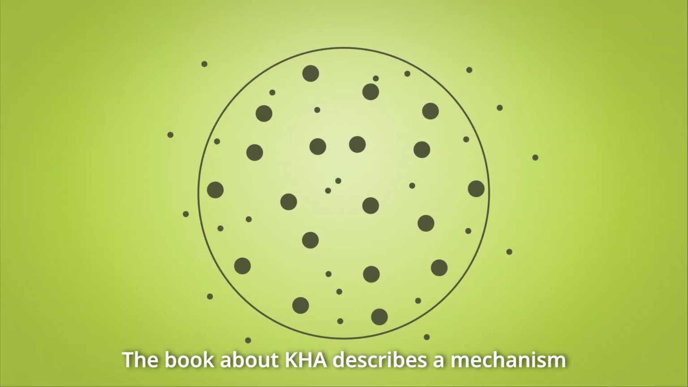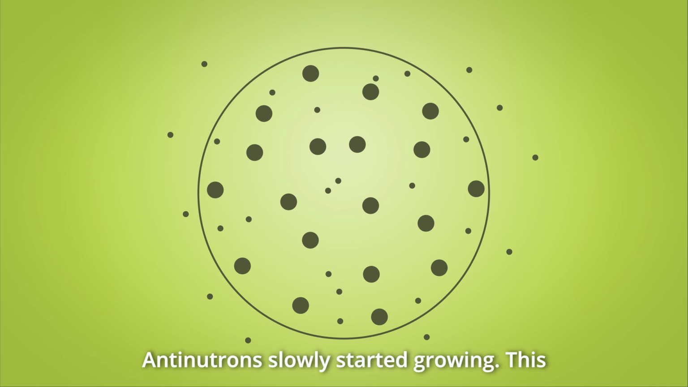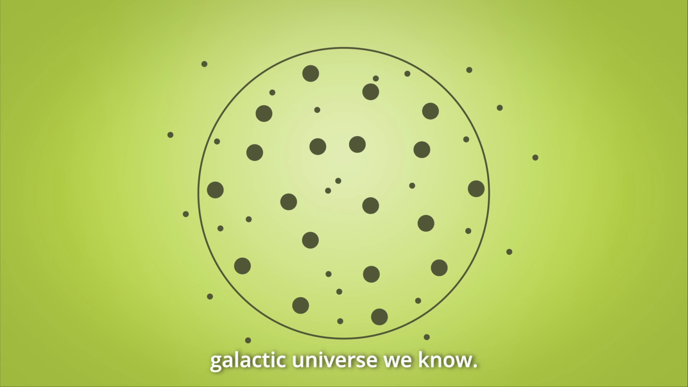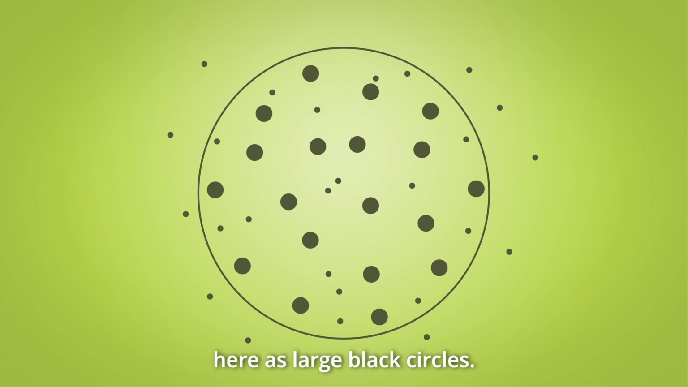The book about Kerr describes a mechanism in the original universe where an area with more neutrons than antineutrons slowly started growing. This neutron area was the start of the galactic universe we know. Gravity was incredibly strong due to the great energy density in the original Kerr field. Neutrons that collided stuck together with gravity and formed black holes, shown here as large black circles.